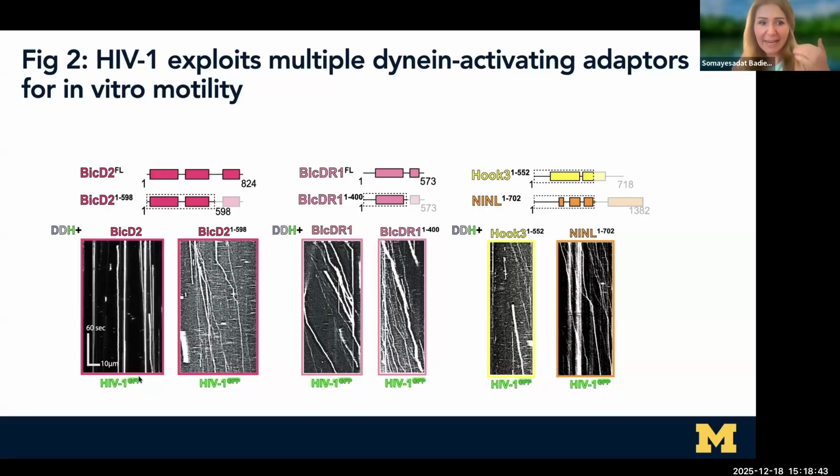So the x-axis is the distance they are traveling, and the y-axis is the time. This is what you are seeing. So you can imagine, in the case of the first kymograph, if they are not moving, so the position is not changing by time, you will see just vertical lines. But if they are moving, you will see some tilted lines that show the particles are moving on the microtubules.